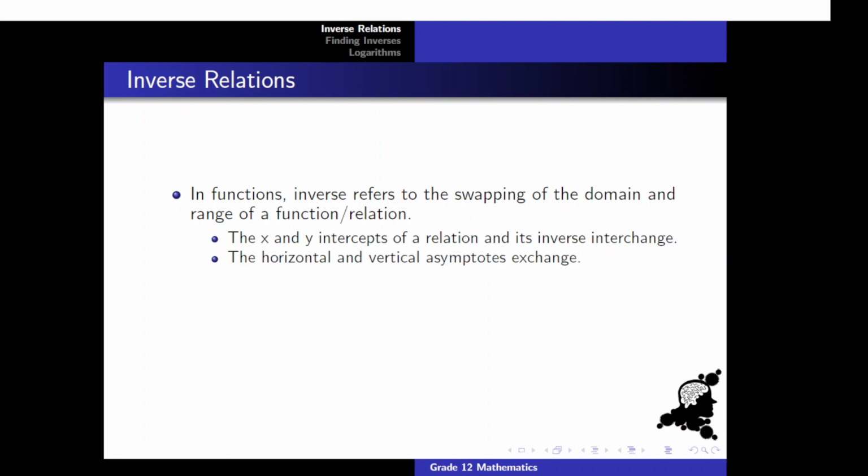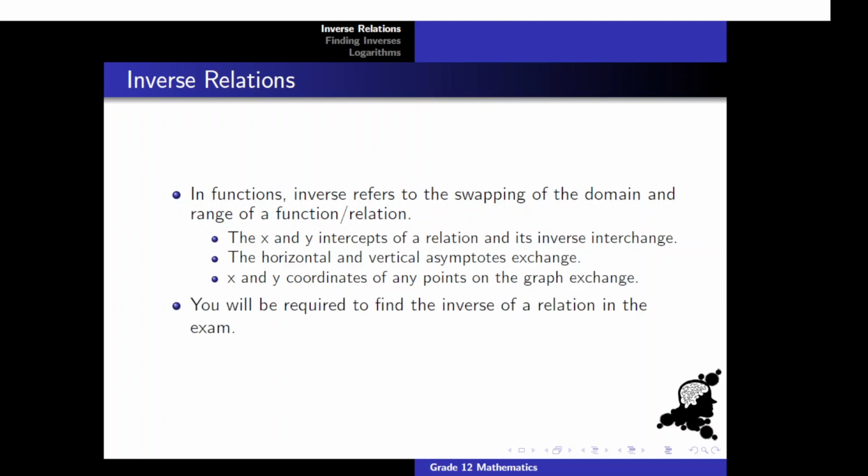The horizontal and the vertical asymptotes also exchange in the case of a hyperbola, an exponential function. The x and y coordinates of any points on the graph exchange. So for instance, when we're looking at a parabola that has a turning point at minus p and q, when we find the inverse of that parabola, the turning point will now be at the point q and negative p. So what did we do there? We just swap the x and y values.